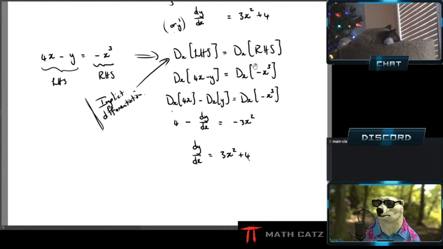Same thing, right? It's the same thing. It has to be the same thing. It came from the same equation. How can it not be the same thing? It has to be.